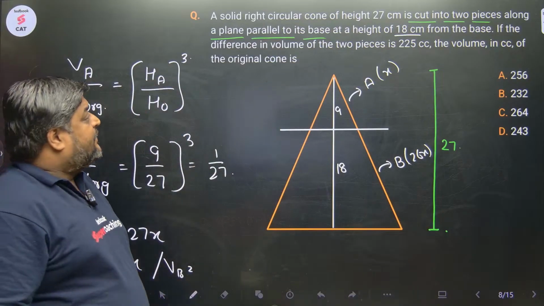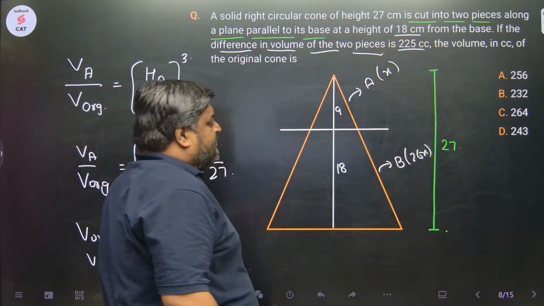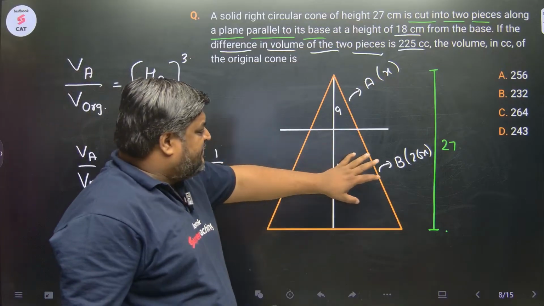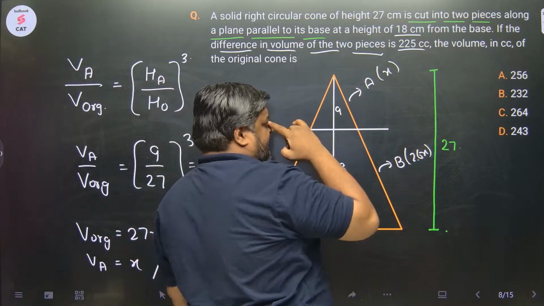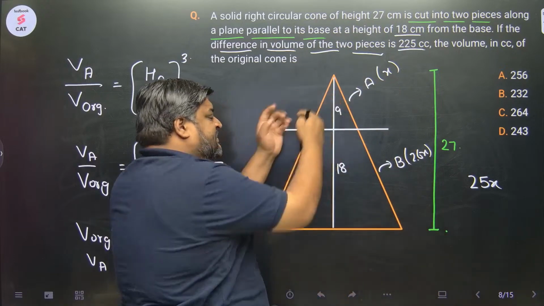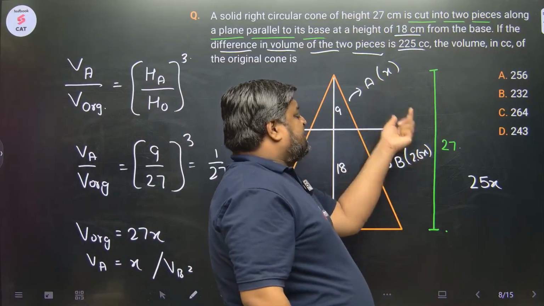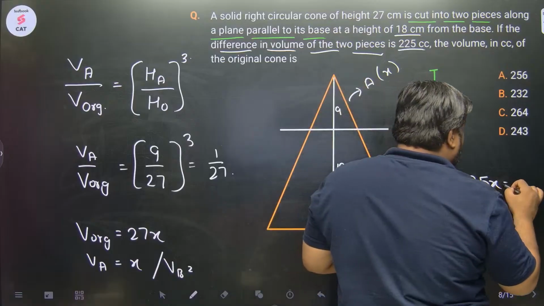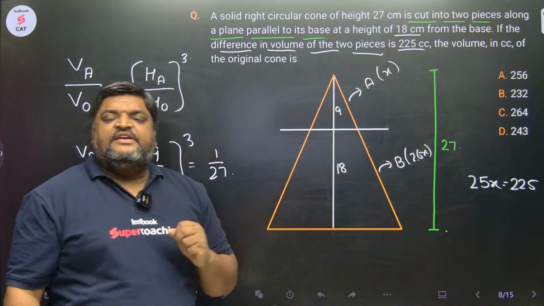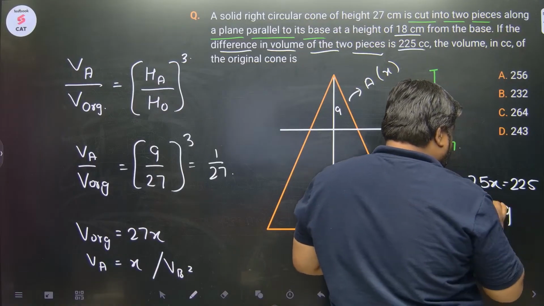Right? And question में given है difference between the volume of the two pieces is 225. इन दोनों pieces के volume का difference is 225. What is the difference between the volume? 26x minus x, 25x. 25x is the difference between the volume of these two pieces, bottom piece and top piece. Sorted? And this is 225. So what is the value of x? X की value है 9.